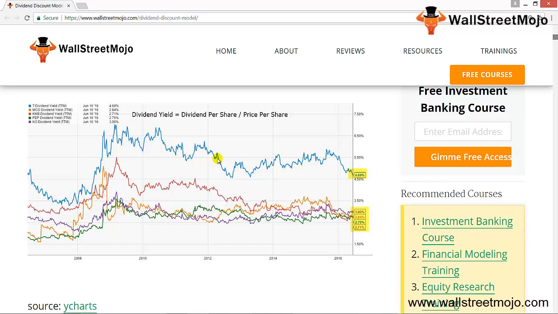So basically it's a dividend yield. What is dividend yield? It's a percentage. How do you find a percentage? So it's dividend per share divided by the price per share. See, anything when you divide by price per share becomes your percentage. So this is your dividend yield of all the companies that I have mentioned over here in the graph.